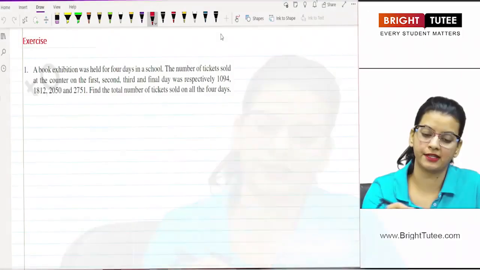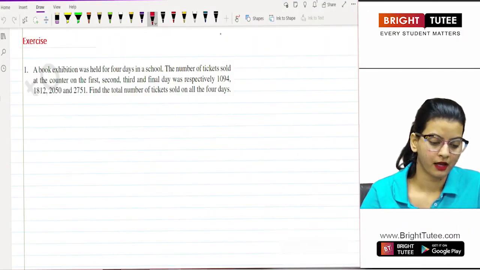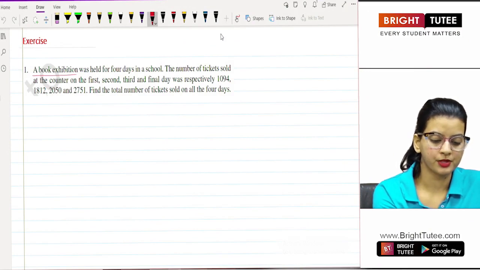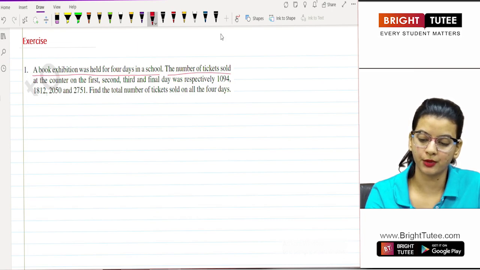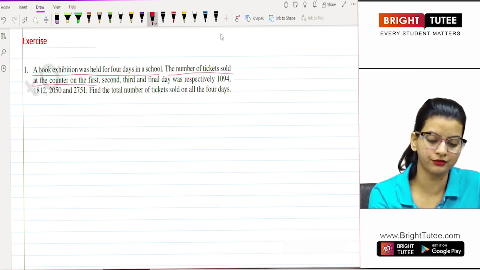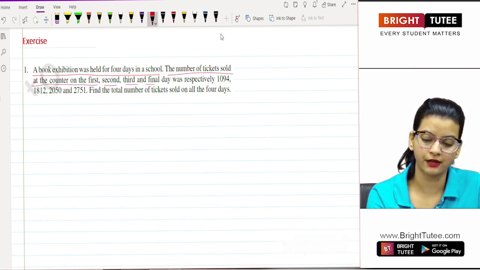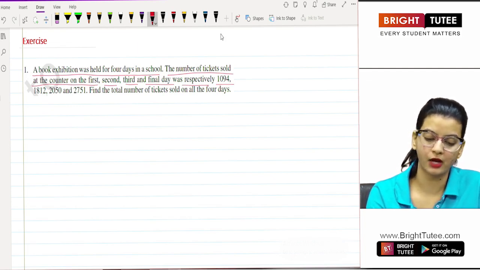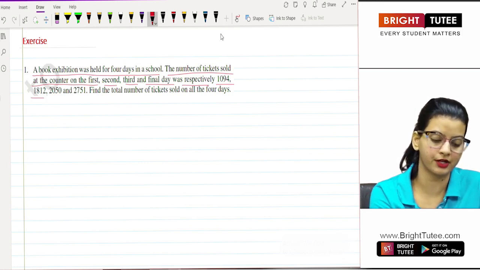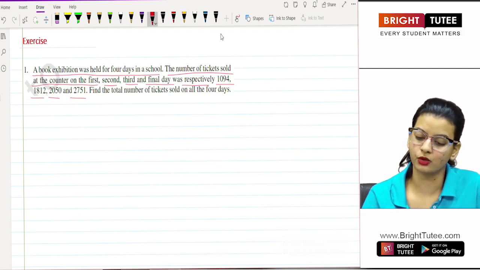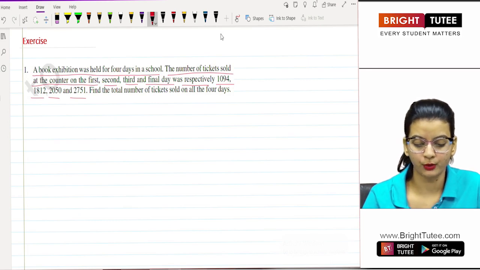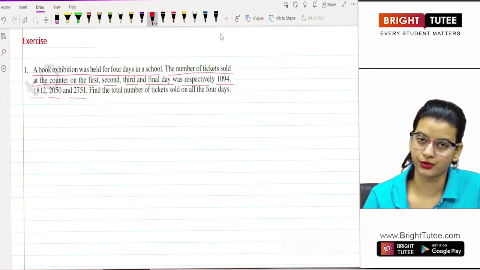Let's start with solving the exercise questions now. A book exhibition was held for 4 days in a school, and the number of tickets sold at the counter on the first, second, third and final day was respectively 1094, 1812, 2050 and 2751. Find the total number of tickets sold on all the 4 days. So we have to find the total number of tickets that were sold on all 4 days.